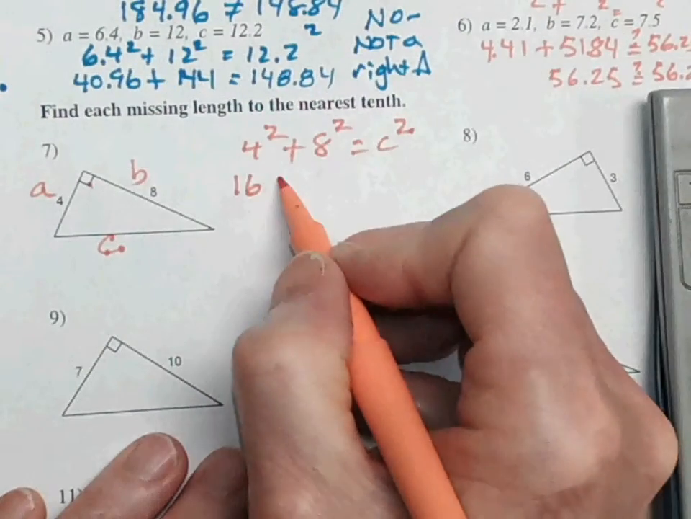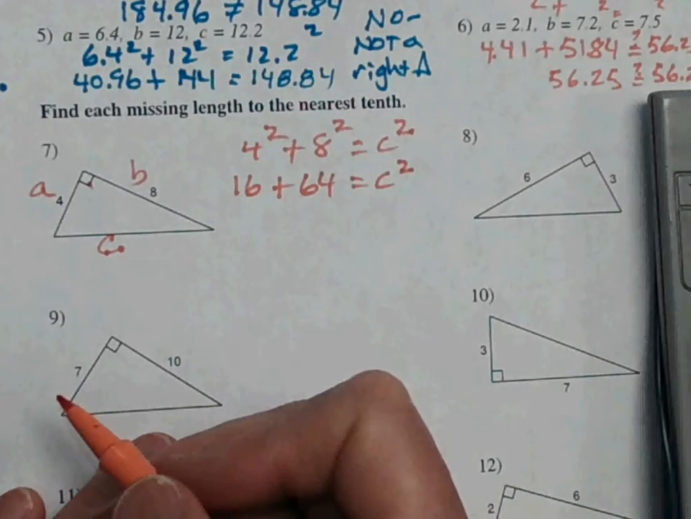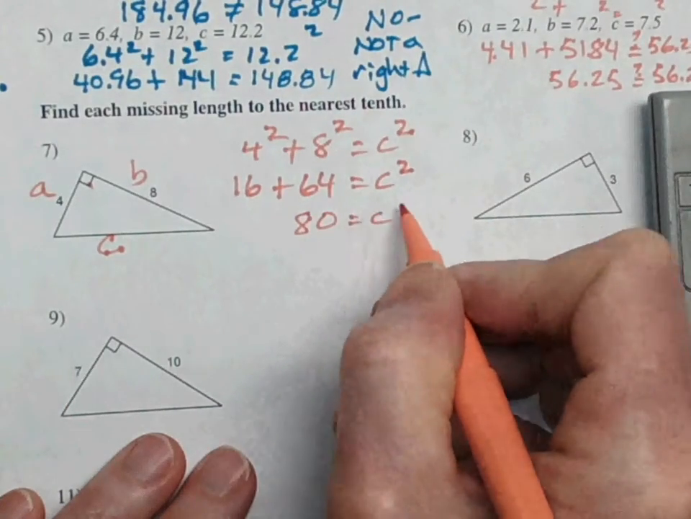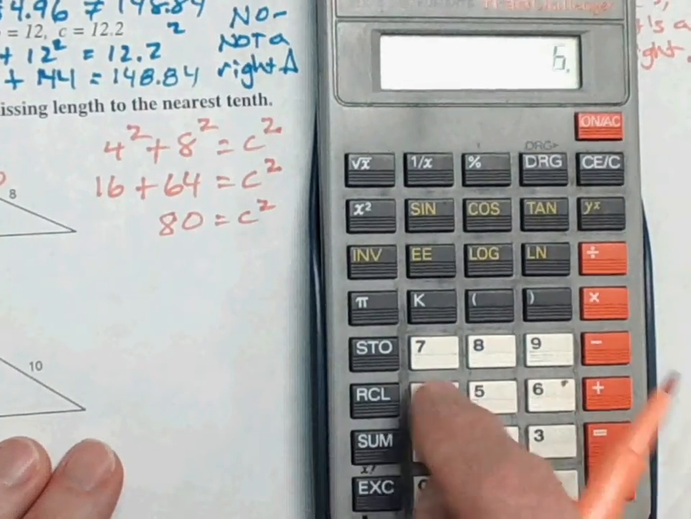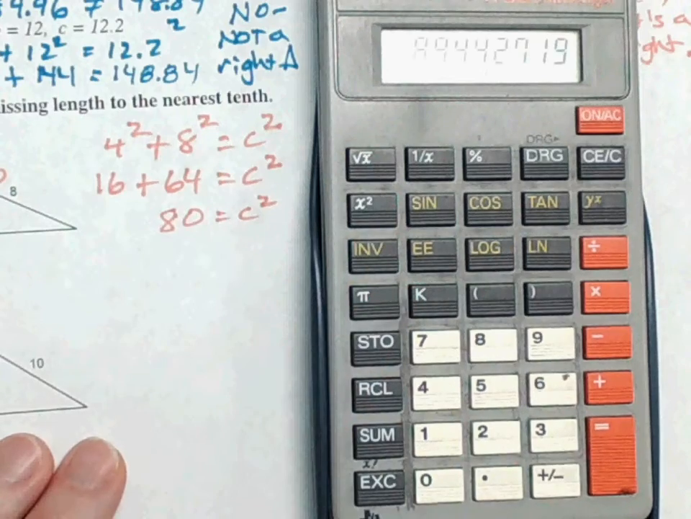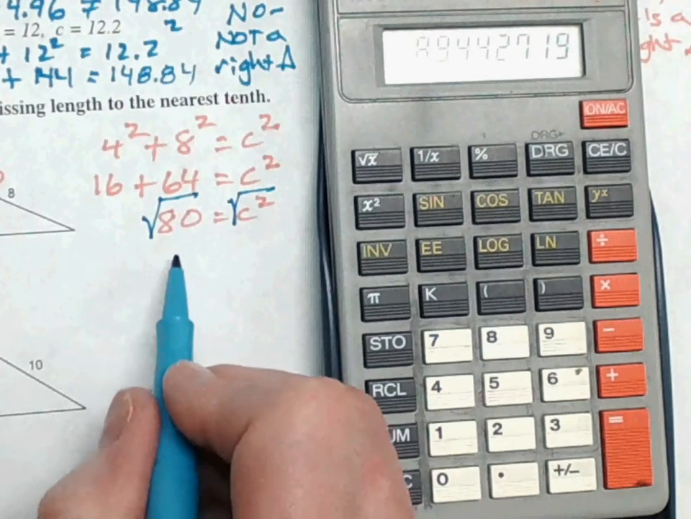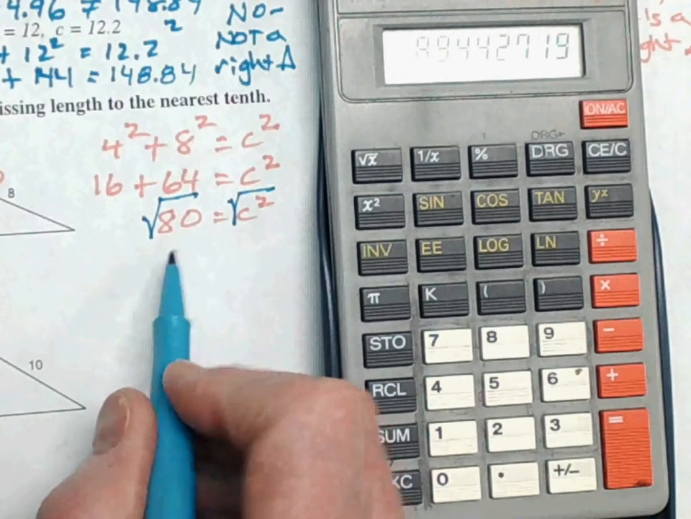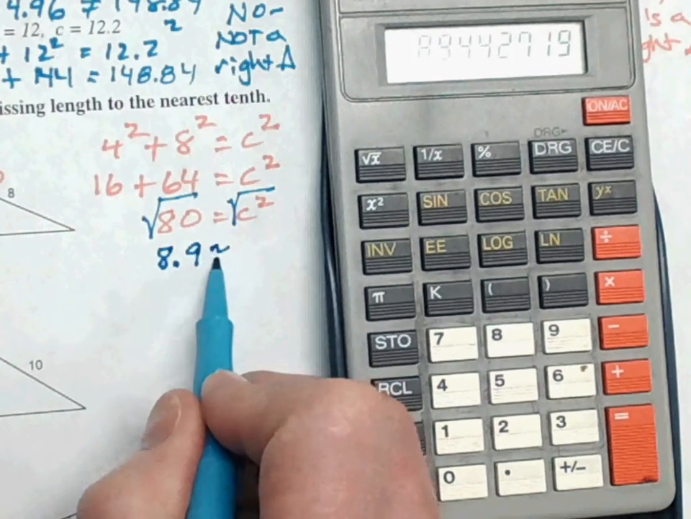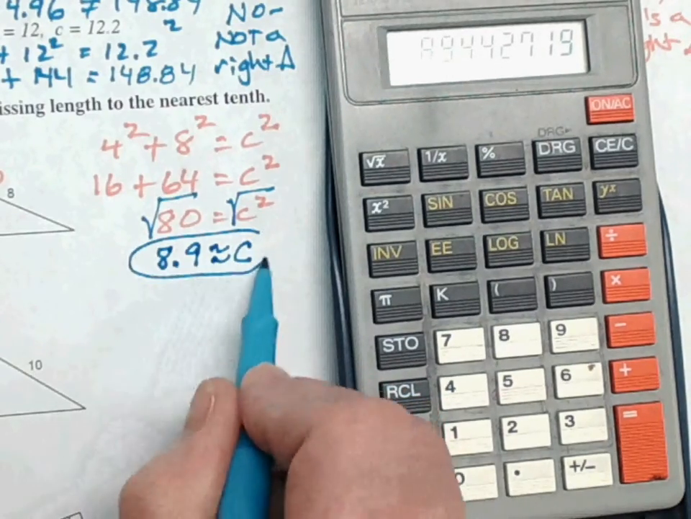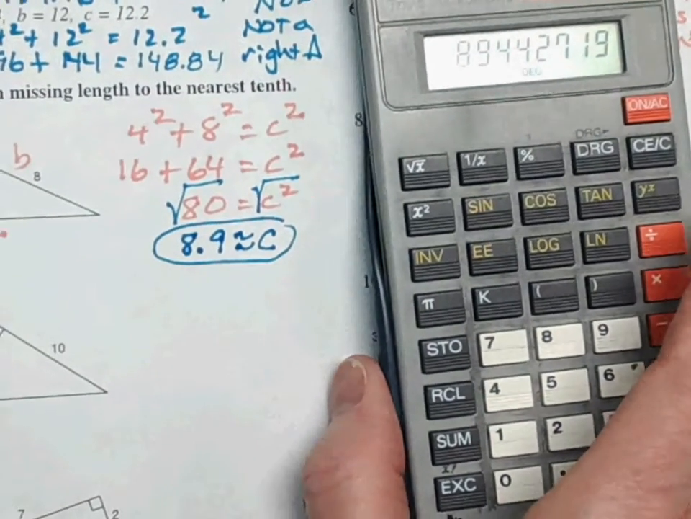4 squared is 16, 8 squared is 64. 16 and 64 is 80. And again, you can always do 16 plus 64, you get 80. The square root, remember we take the square root of both sides, and I get 8.944, and it says rounded to the nearest tenth, it's about 8.9, and we use the squiggly to say about. We don't have units on these problems, so we don't know whether they're inches or meters.